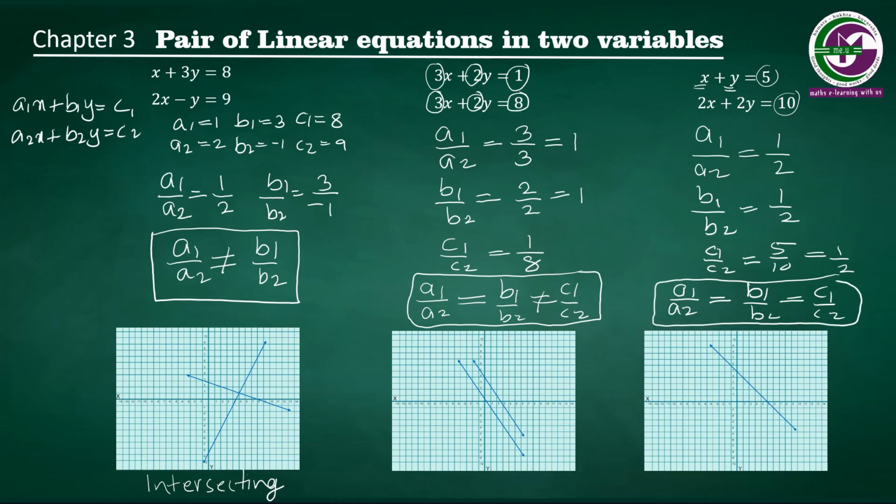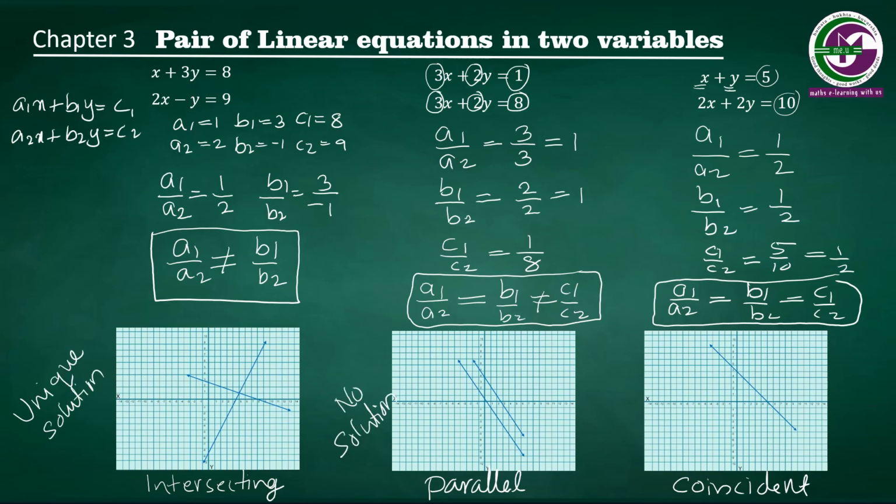Okay, so when a1 by a2 equals b1 by b2 equals c1 by c2, the graph of such a pair of linear equations will be a coincident graph. Coincident. The previous one is parallel. In this case there are infinitely many solutions. So the first case there is a unique solution, in the second case no solution, and here infinitely many solutions.